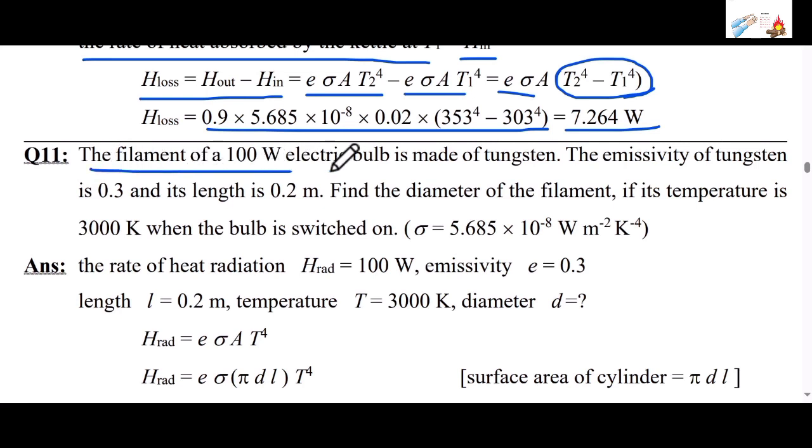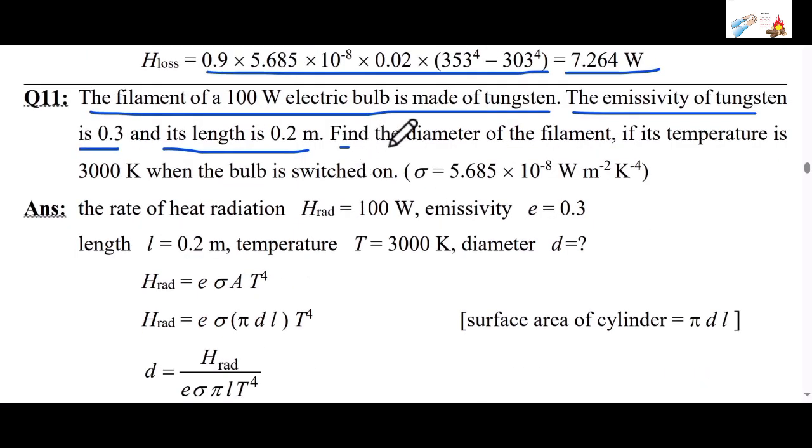The filament of a 100 watt electric bulb is made of tungsten. The emissivity of tungsten is 0.3, and its length is 0.2 meter. Find the diameter of the filament if its temperature is 3000 Kelvin when the bulb is switched on.